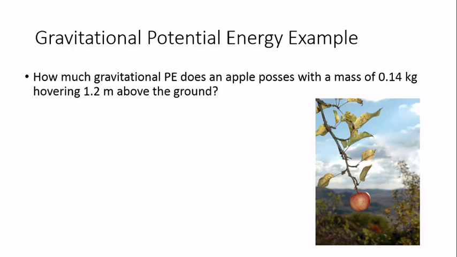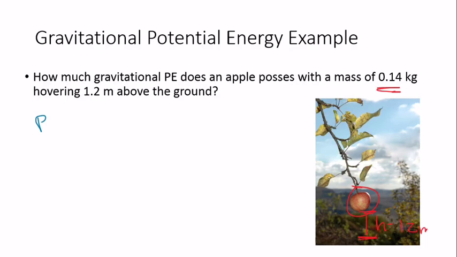So let's do one of these. We have a picture of a beautiful apple, and we're supposed to come up with how much gravitational potential energy this apple has if it is located 1.2 meters above the ground. So h is 1.2 meters. The mass of the apple is 0.14 kilograms, and of course we know what g is.